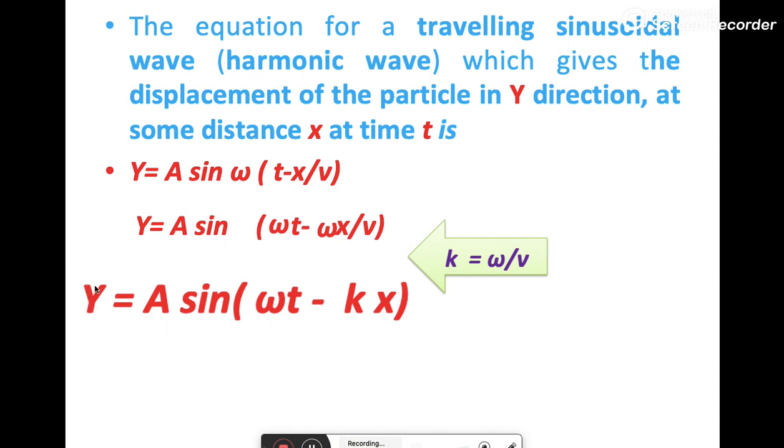Here y gives the displacement of particle in y direction, and the direction of wave motion is in positive x direction. If the direction of wave is considered in negative x direction, then this minus sign is replaced by plus sign.